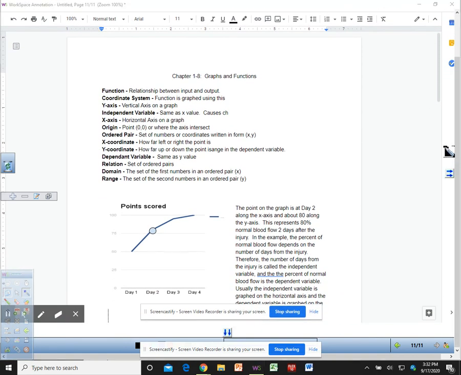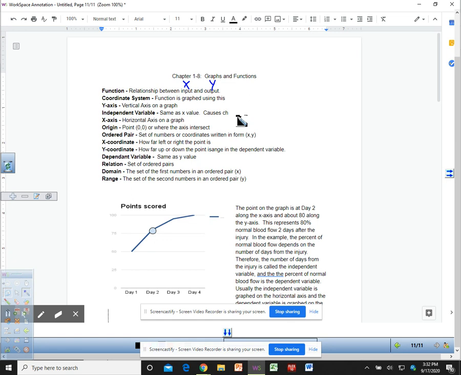So some vocab we're going to go over: a function is a relationship between an input and an output. An input would be an x value, an output would be a y value. A coordinate system is where a function is graphed. The y-axis is your vertical axis, that's your up and down. Your x-axis is your horizontal axis. An independent variable is your x value. It causes change. The origin is at 0, 0.